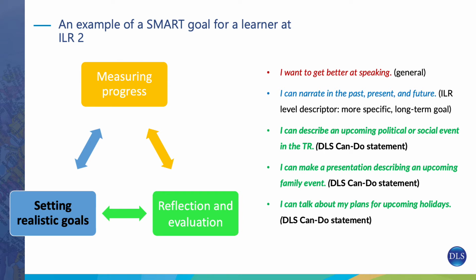Now, here we can see some goals that are much more specific, measurable, and that can be time bound, that we could put a deadline on. So, for example, I can describe an upcoming political or social event in the target region. So, of course, this is working towards the goal of narrating in the future, but we can see that it's much more specific, and so it's going to be easier to measure.